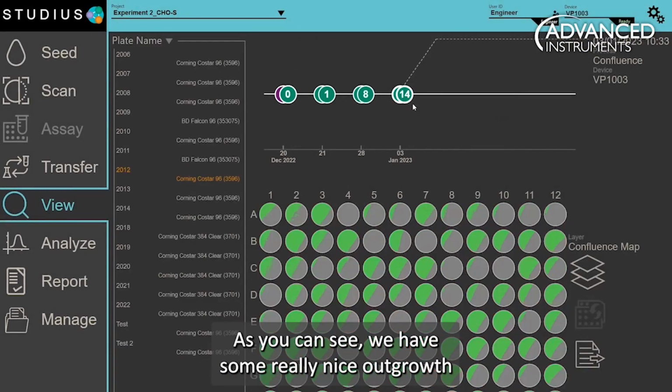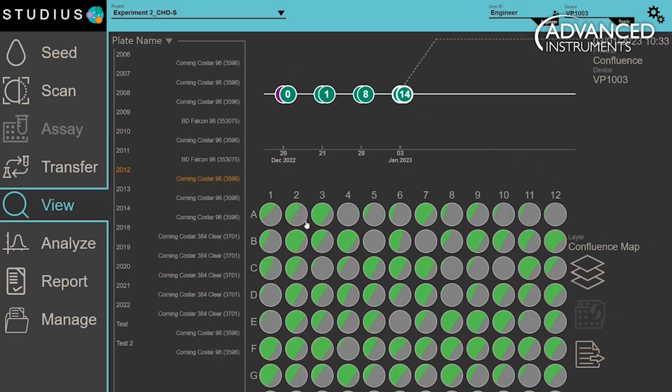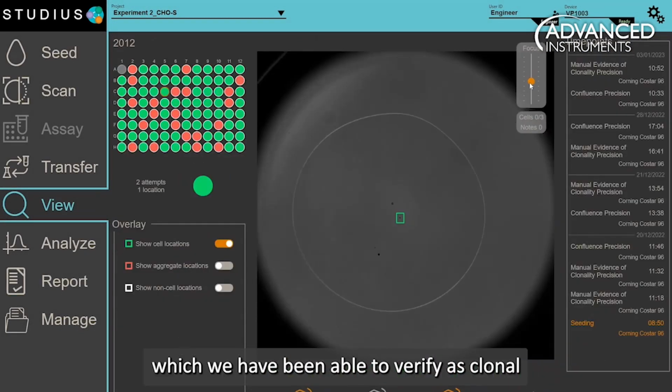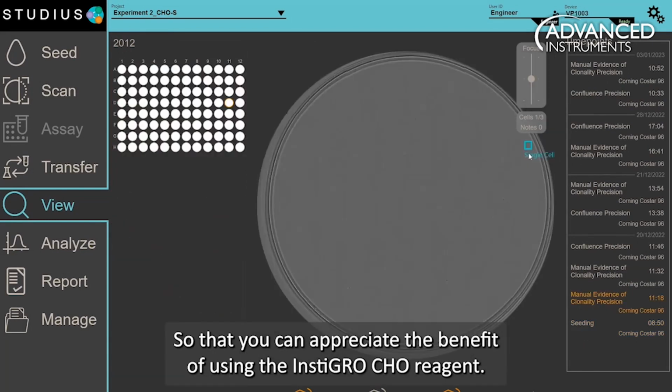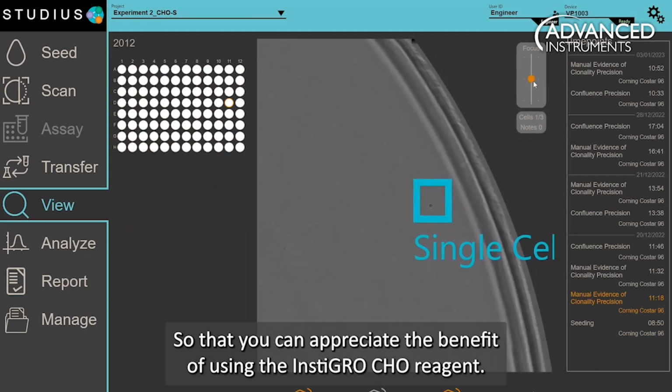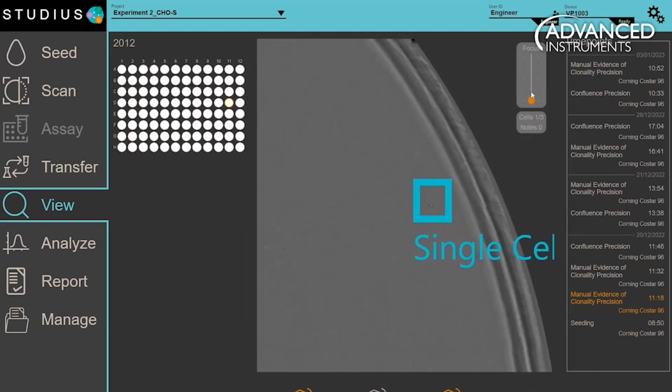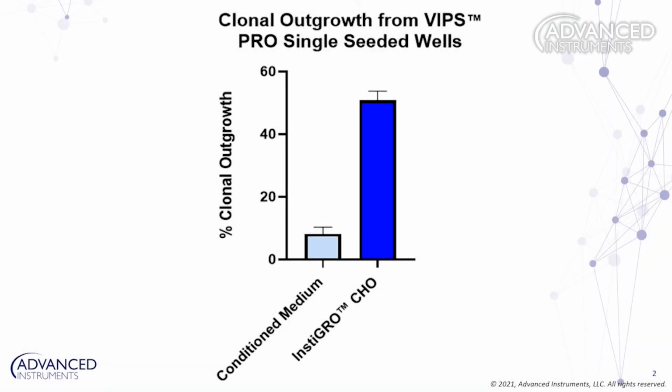As you can see, we have some really nice outgrowth which we have been able to verify as clonal thanks to VIPS Pro's whole well imaging capabilities. So that you can appreciate the benefit of using the Instagrow CHO reagent, here are some clonal outgrowth results where conditioned medium was used.